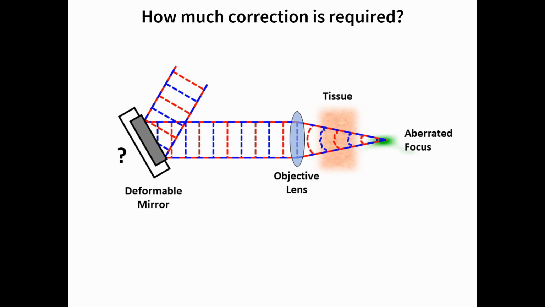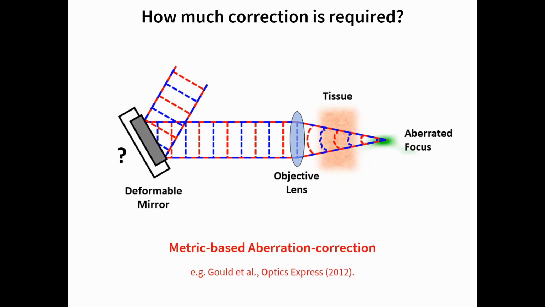But the question is, what is the correct membrane shape? And how do we know how much correction we actually need? Well, one method, which I won't go into much detail, is called indirect or metric-based aberration correction. And for this method, you need a reliable image quality metric. And based on the feedback from this metric, you converge on the optimal shape of your deformable mirror membrane over multiple imaging iterations.